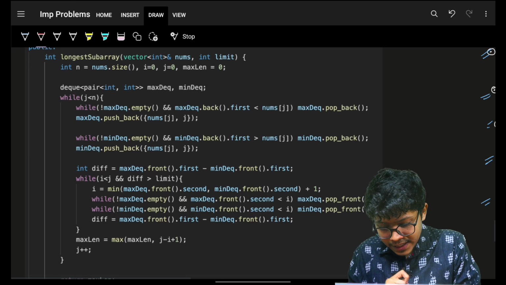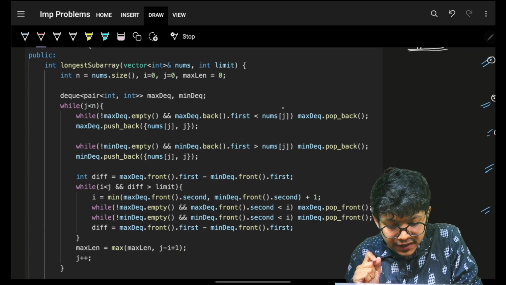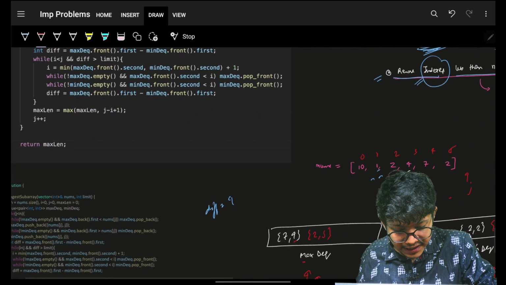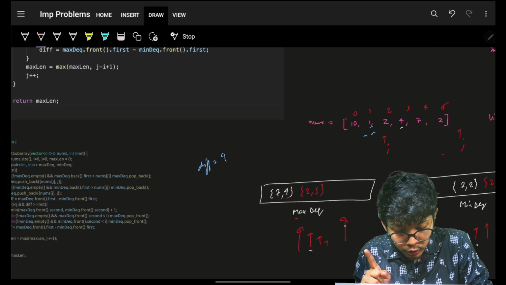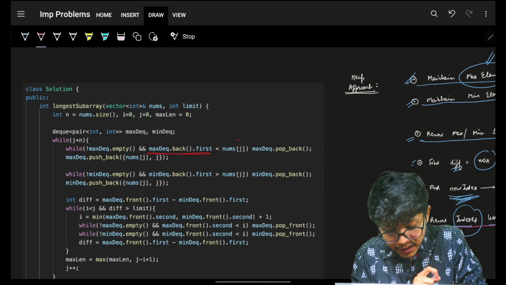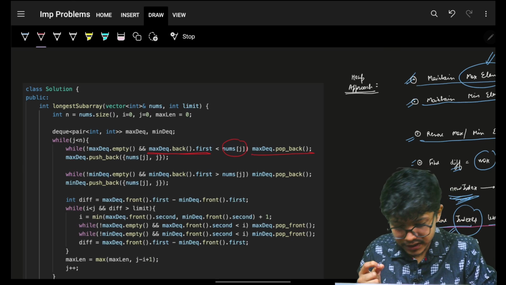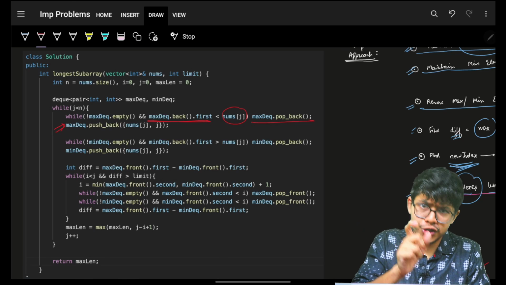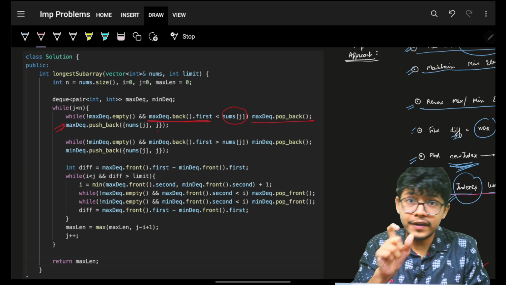I did the same thing with my max DQ. If the incoming element I am getting is higher, I have to remove all the elements which are smaller, because I can only put a small value in my max DQ. So if the incoming element is higher, keep on removing from the back, and then ultimately push in the back. Why the back? Because you have to maintain the order of indexes also.